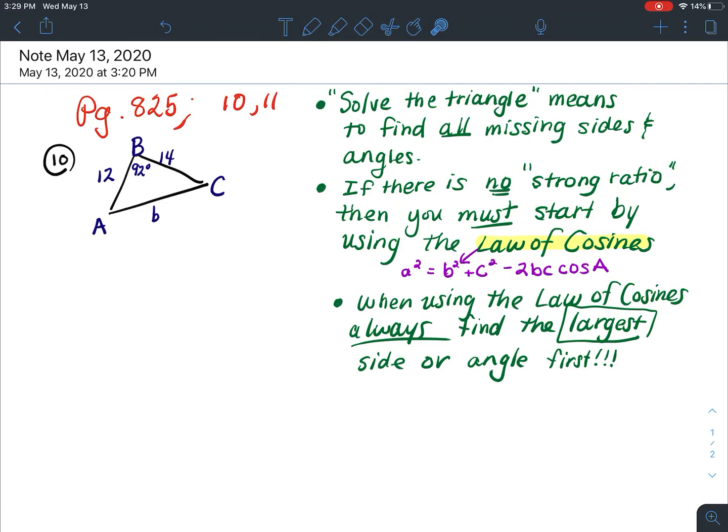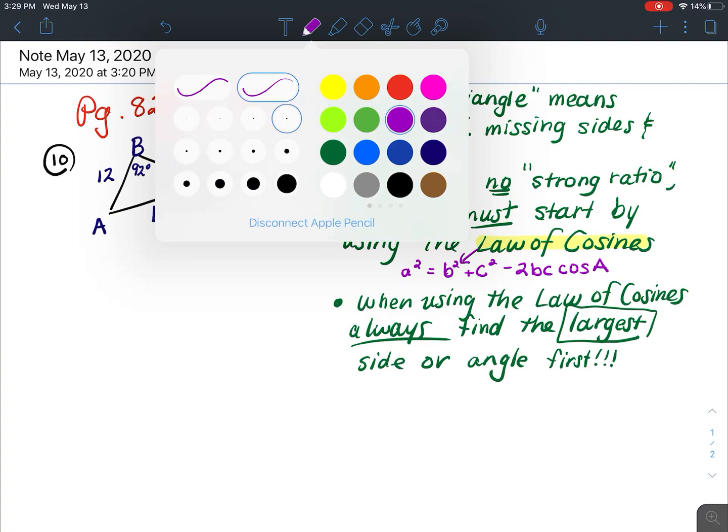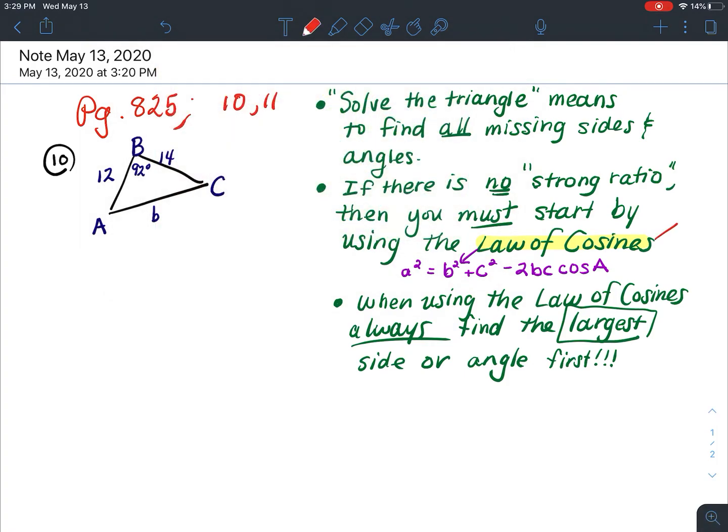So this is where we're going to use the law of cosines. Generally, you're forced to use the law of cosines in a situation where you are given two sides and the angle included in between those two sides, or, as we'll see in number 11, when you're given all three sides and none of the angles. That's another situation where you don't have that strong ratio and you're forced to use the law of cosines.